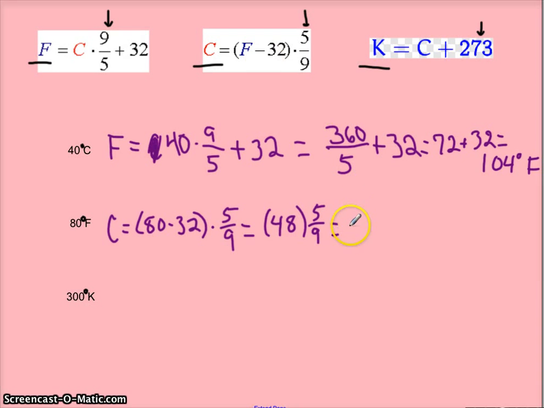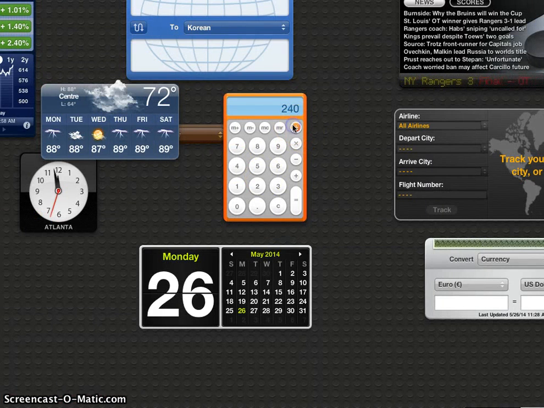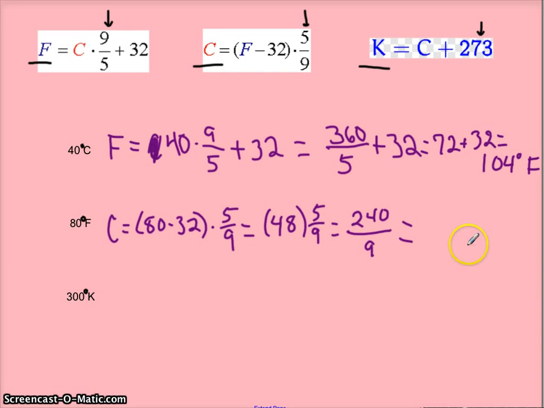That's what that looks like. So that would be 240 over 9. So 240 over 9 divided by 9 equals 27 degrees. Notice I'm rounding up from 26.66. So that would be 27 degrees, and we are looking for Celsius. So it would be 27 degrees Celsius. Okay, let's do one in Kelvin. We have 300 degrees Kelvin. Why don't we find Celsius?